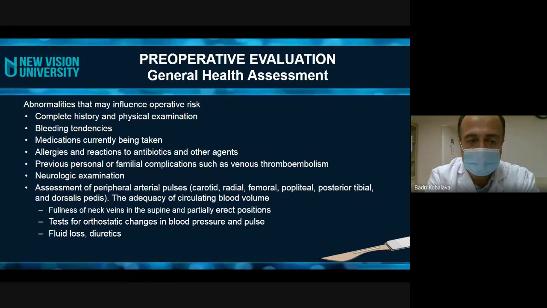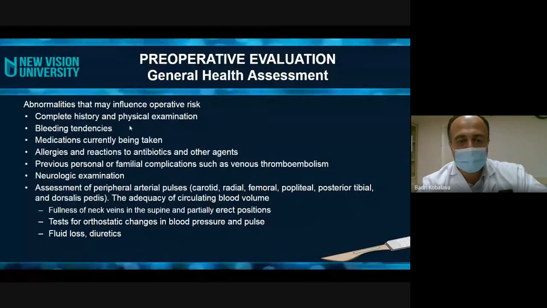Last time we discussed the diagnostic process: history taking, physical examination, laboratory examination, and instrumental examination. Now we must discover some risks of the surgery and anesthesia. So, of course, complete history and physical examination, which I hope we already did in this imaginary patient.